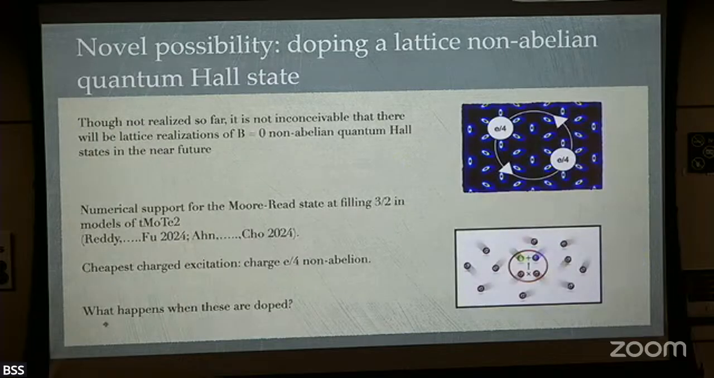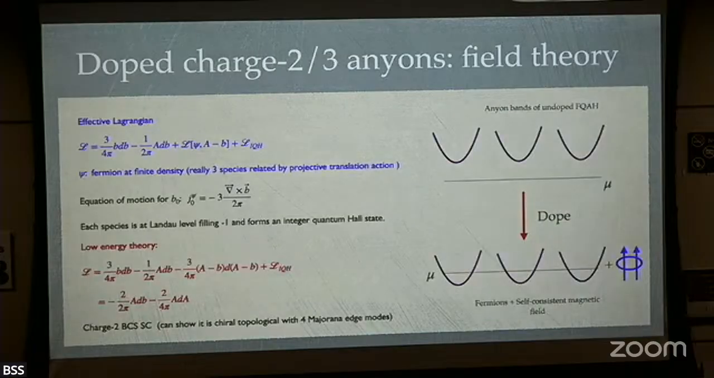The third term only has 2 terms. It's 3 over 4 pi. No, the next one. Oh, this one. That came from the fermions. These form an integer quantum Hall state, and there's 3 of them, each at Landau level filling -1. And that cancels the self-Chern-Simons term for B. So that's a technical part of the story.